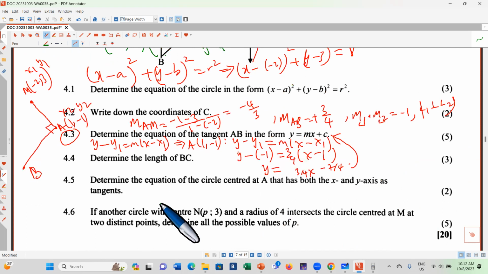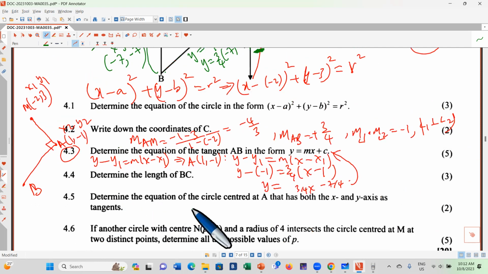Okay, right. So if you look at 4.5, they're saying determine the equation of the circle centered at A that has both the x and y axes as tangents. The examiner is telling us in 4.5 that there is another circle. The circle is actually centered at A, but it has both the x and y axes as tangents.